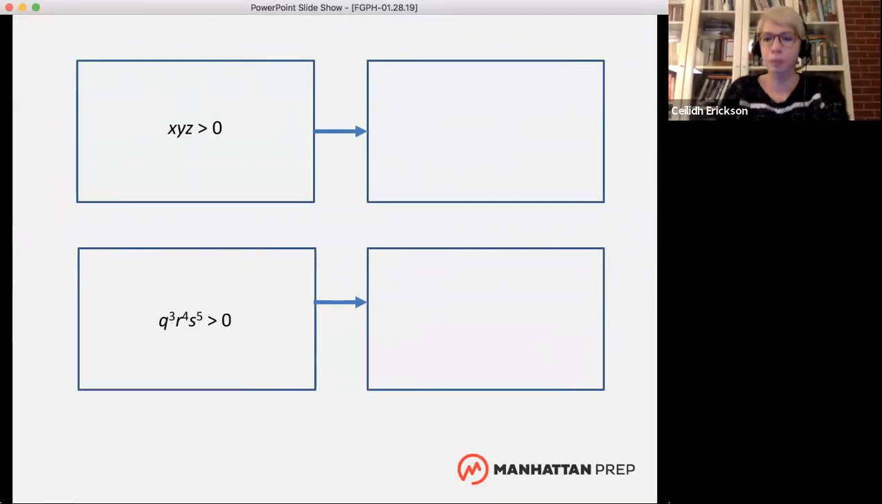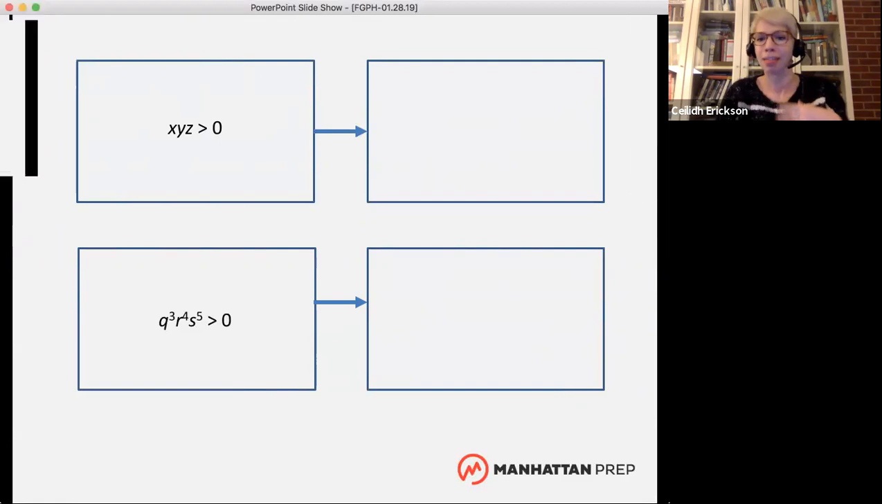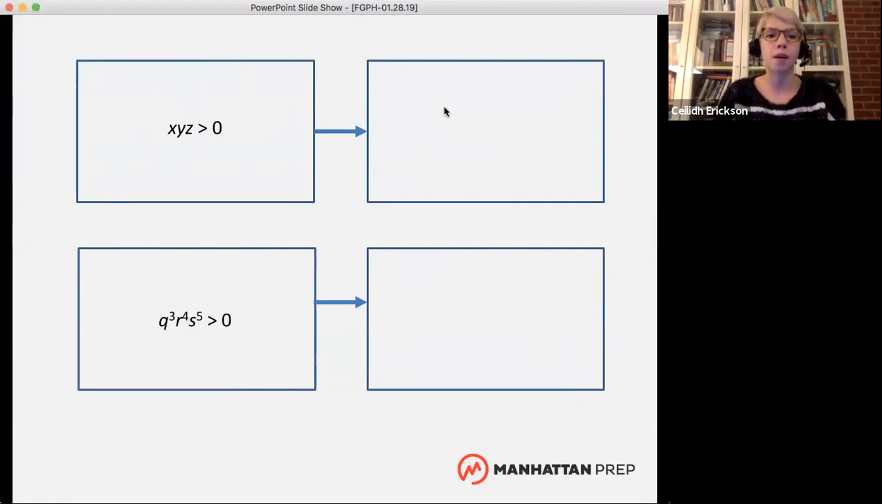All right. Sorry, excuse my voice. Let's take a look at these. So here again, we've got some greater than zero signs. So definitely testing positives and negatives again. So how would we translate x, y, z greater than zero? If we have a product of three things greater than zero, what do we know? When do we get a positive when we multiply three things together?